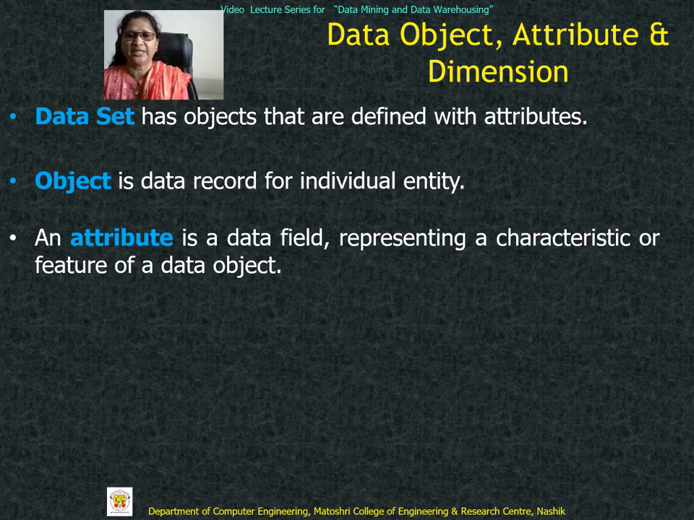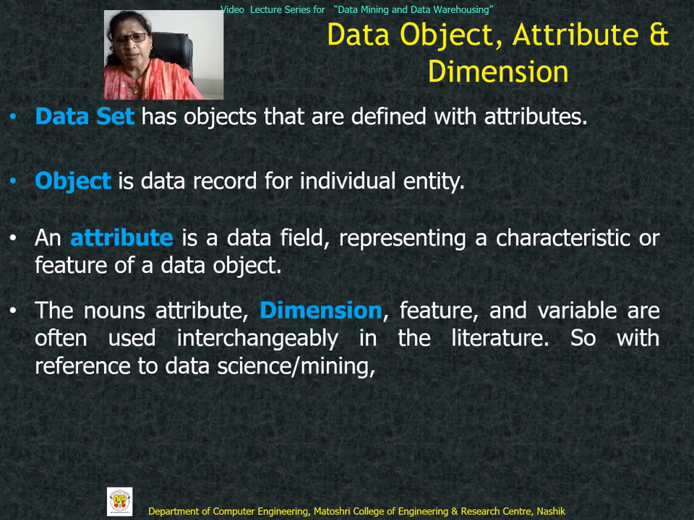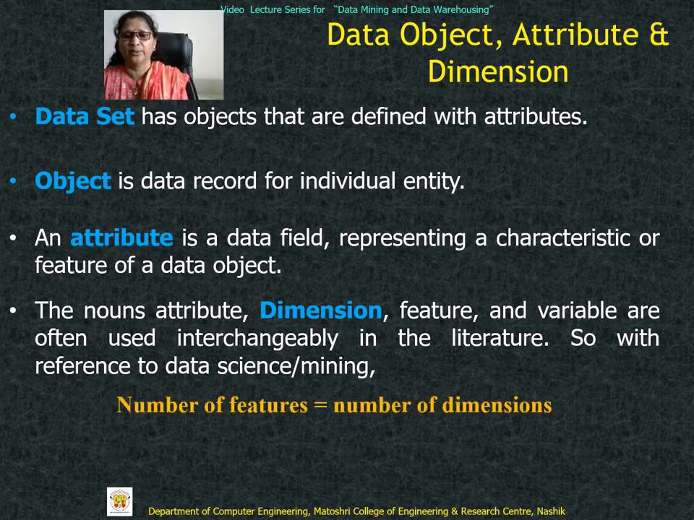An attribute is a data field which represents a characteristic or feature of that particular data object. Attribute, dimension, feature, variable are often used interchangeably. For our reference, often while studying distance and similarity, we use the term dimension. This is why I have thought of revising them.